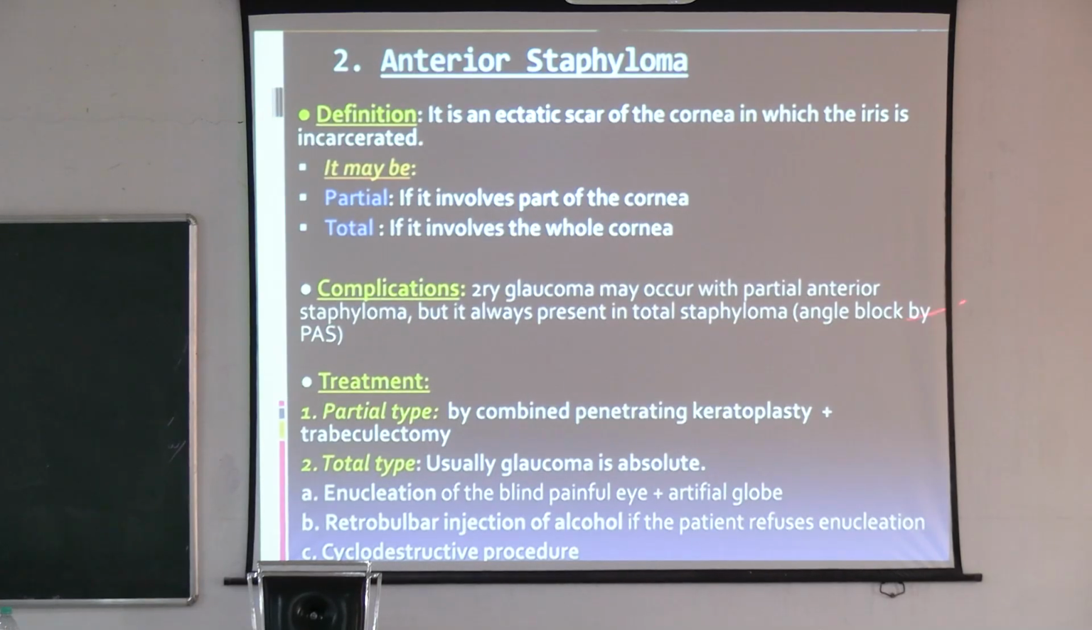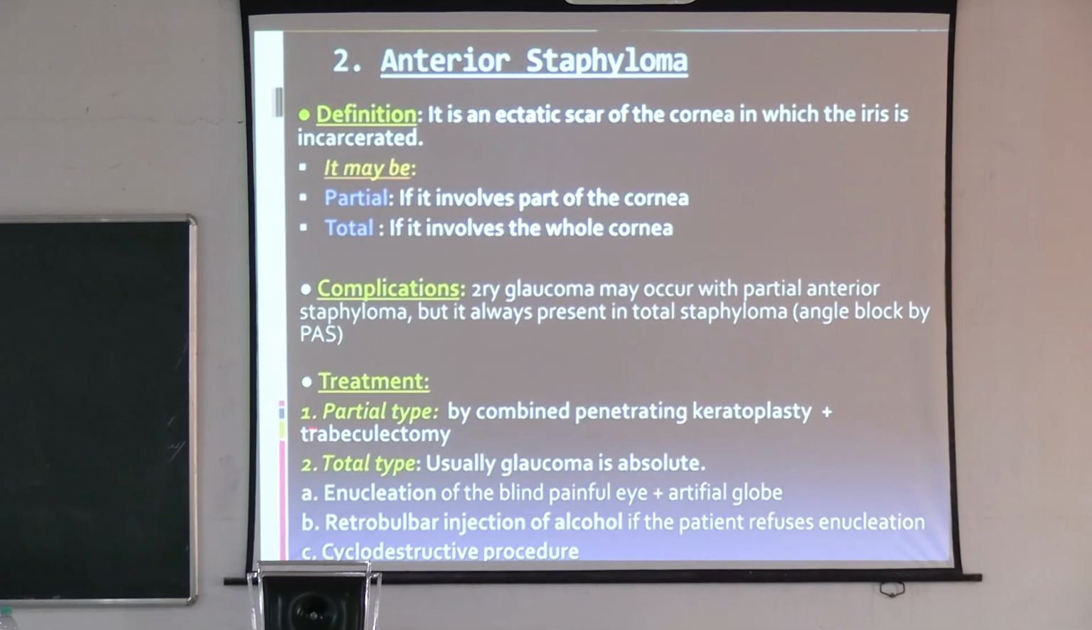In total staphyloma, it is caused by blockage of the trabecular meshwork, with the angle blocked by PAS, meaning peripheral anterior synechia. This is a complication of corneal ulcer. If after perforation healing occurs with peripheral anterior synechia, it affects the trabecular meshwork and causes secondary glaucoma. So secondary glaucoma is due to partial blockage in partial anterior staphyloma, and if total staphyloma occurs, this is absolute glaucoma.